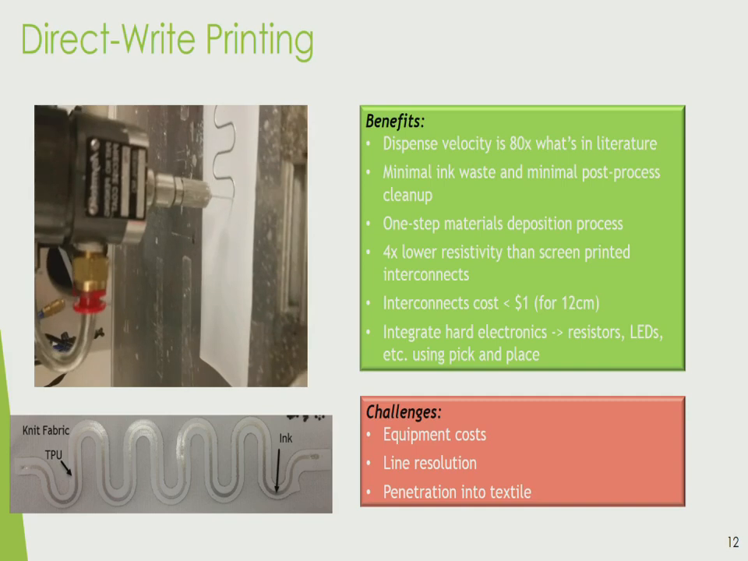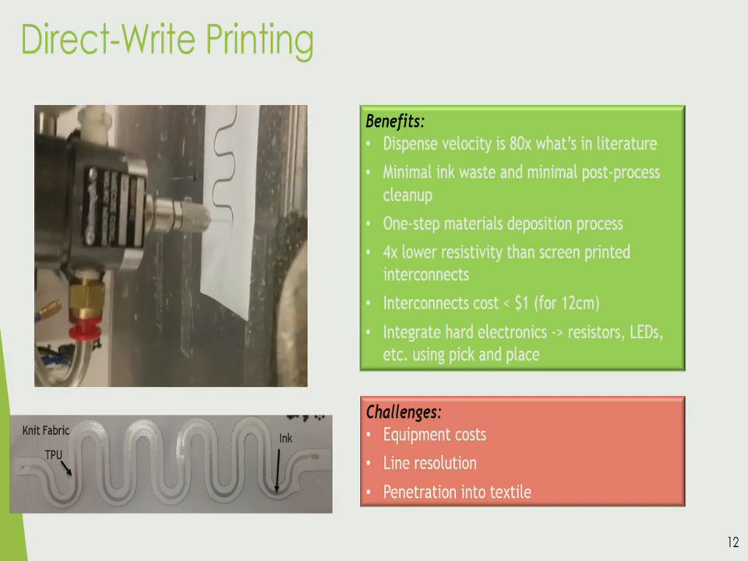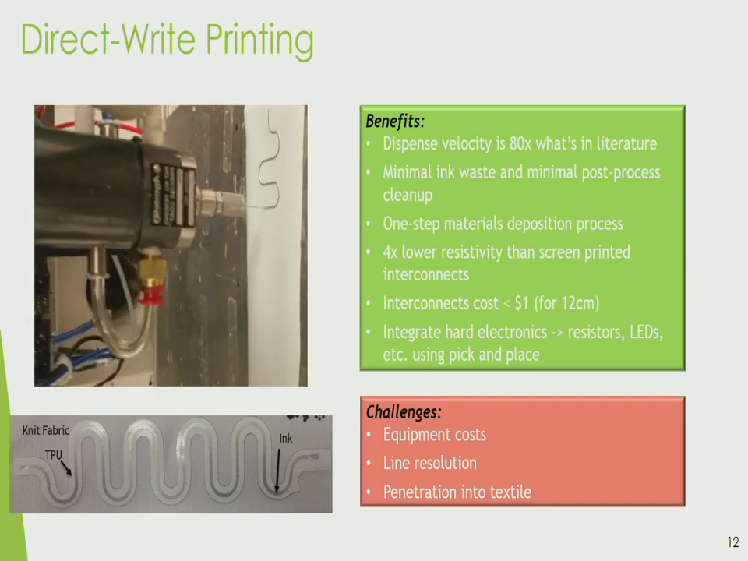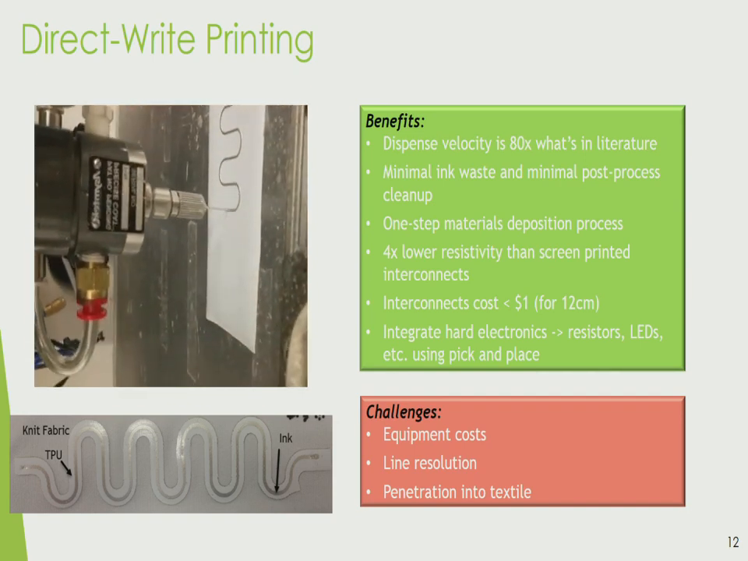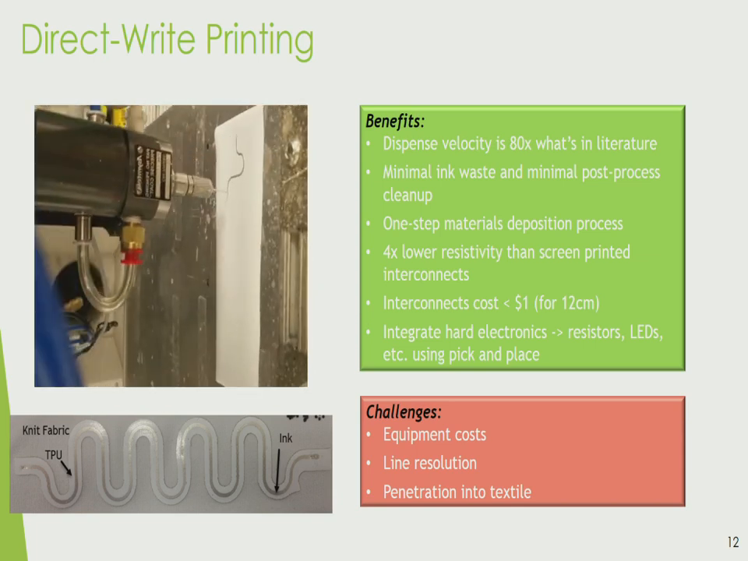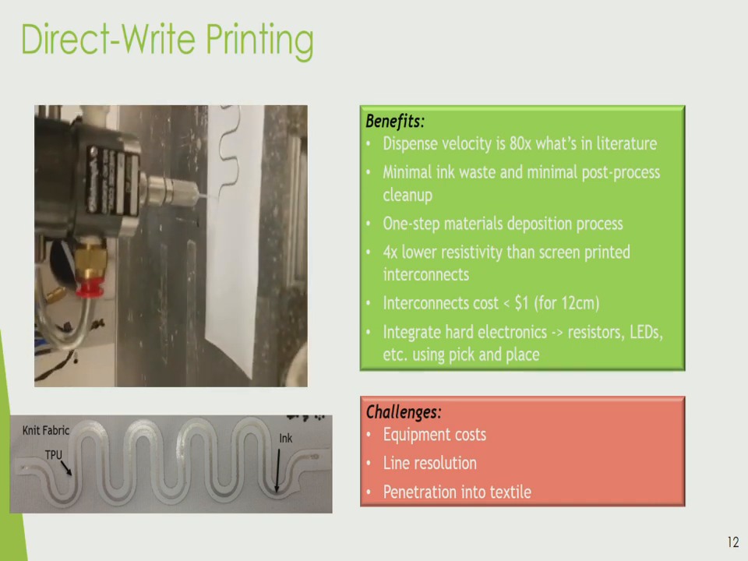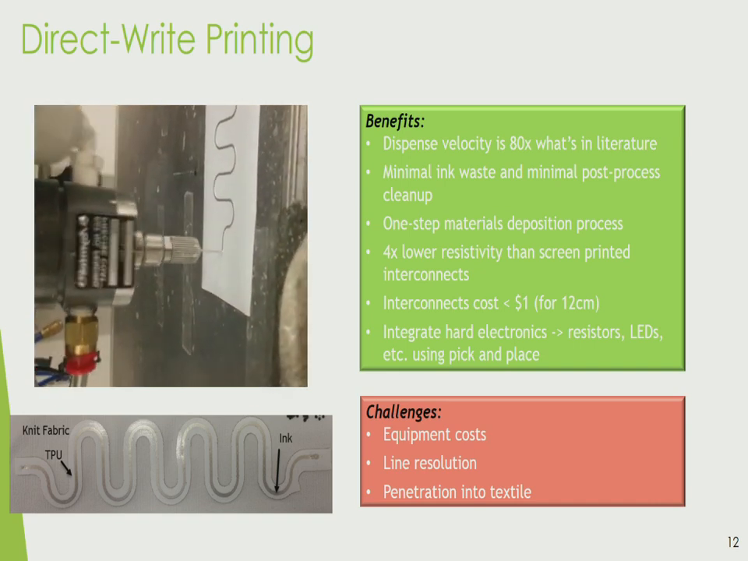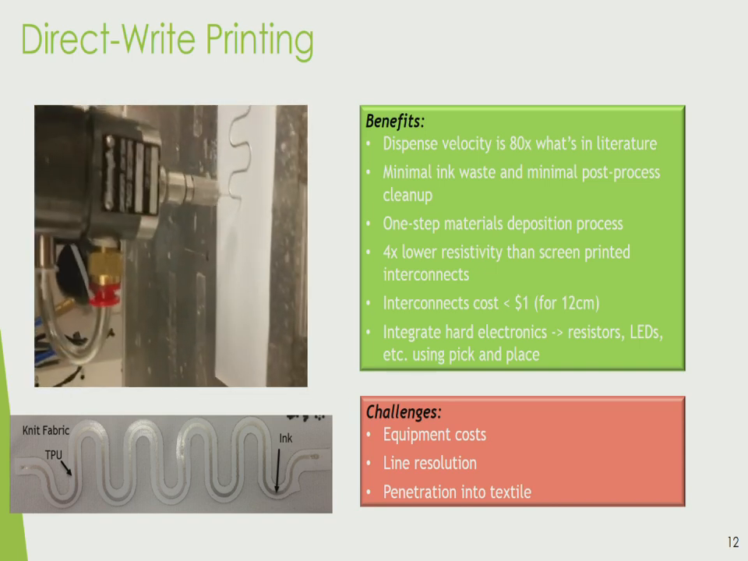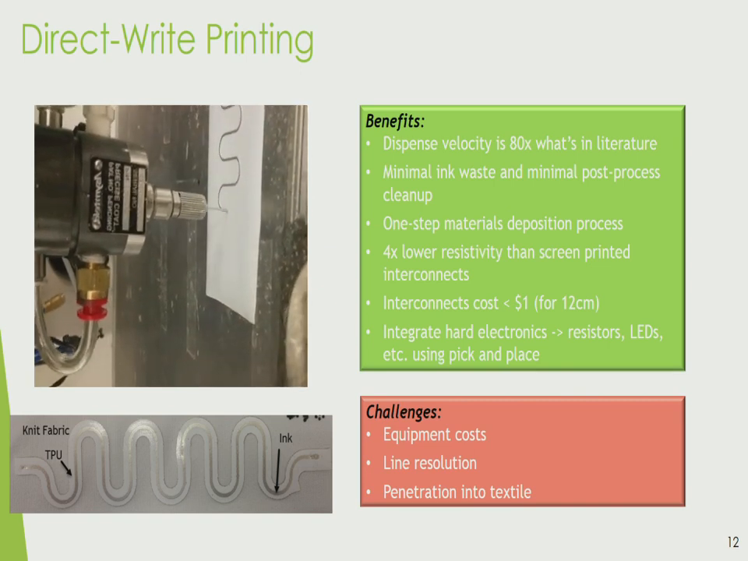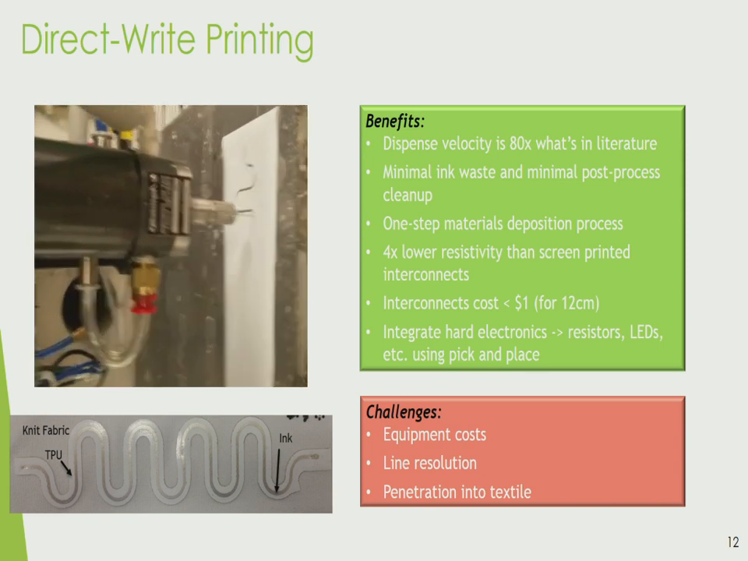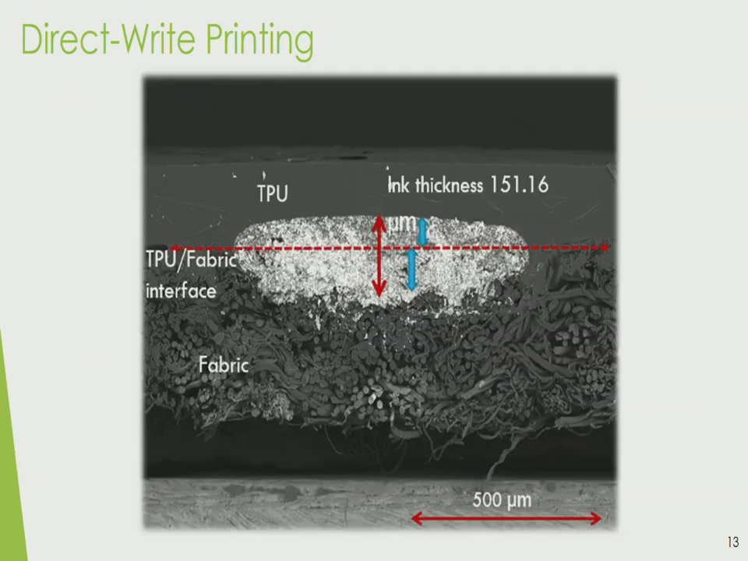This is a rotated video, so I apologize, but this is a direct write process where I take some of those screen print inks and we can dispense them out of a nozzle. If we lower the viscosity just enough, we can, and this is about 80x faster than a screen print technology. There's no waste here, but there start to be challenges in terms of equipment costs, some of the line resolutions, and also some of the penetration to textiles can be sort of annoying. So these are some of the things that we'll start to see as we get more complex.